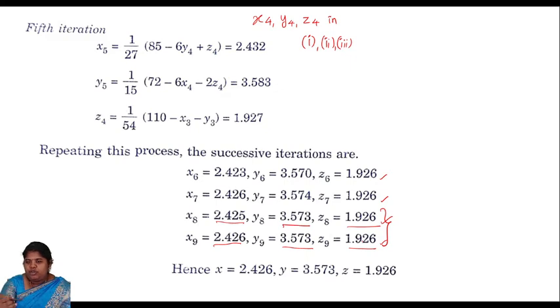We are substituting the values of the first iteration in the second iteration, and values of the second iteration in the third iteration, values of the third iteration in the fourth iteration. So repeating this process, we obtain the final value.